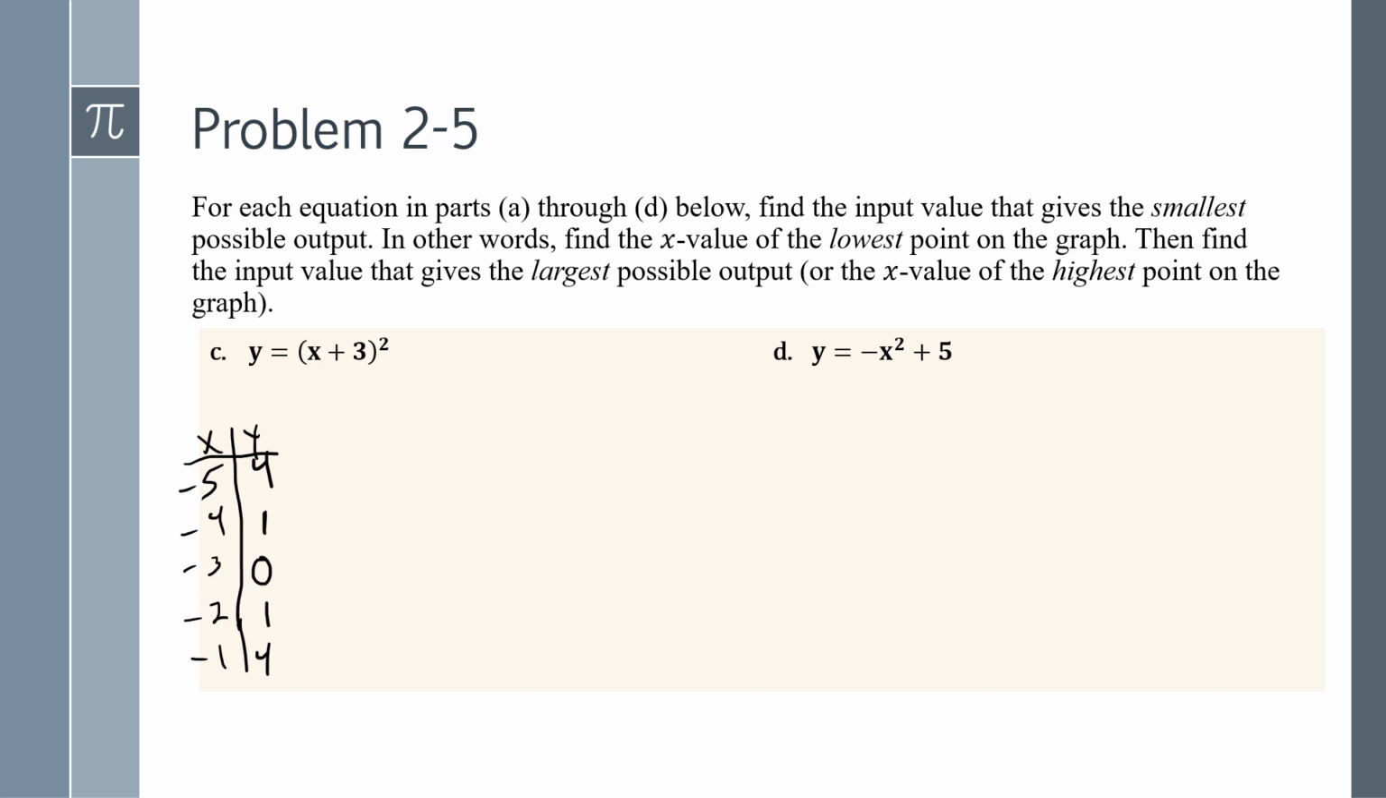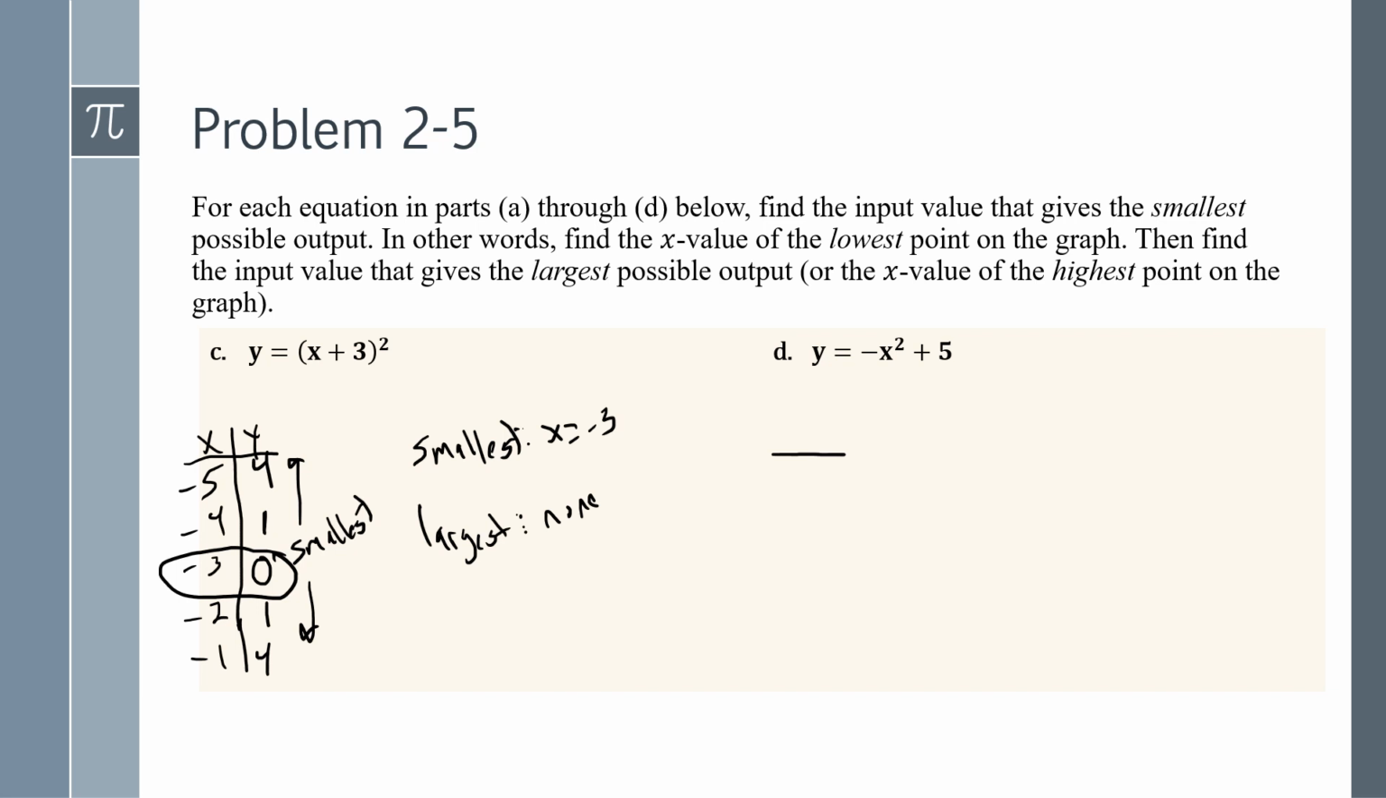If I plot those, this will be my smallest value here. And you can see how it goes up from there. The y values get larger. So the smallest value on this graph will occur when x is equal to -3. And again, because the graph goes up on both the left and right of this value for x, the largest value, there is none.